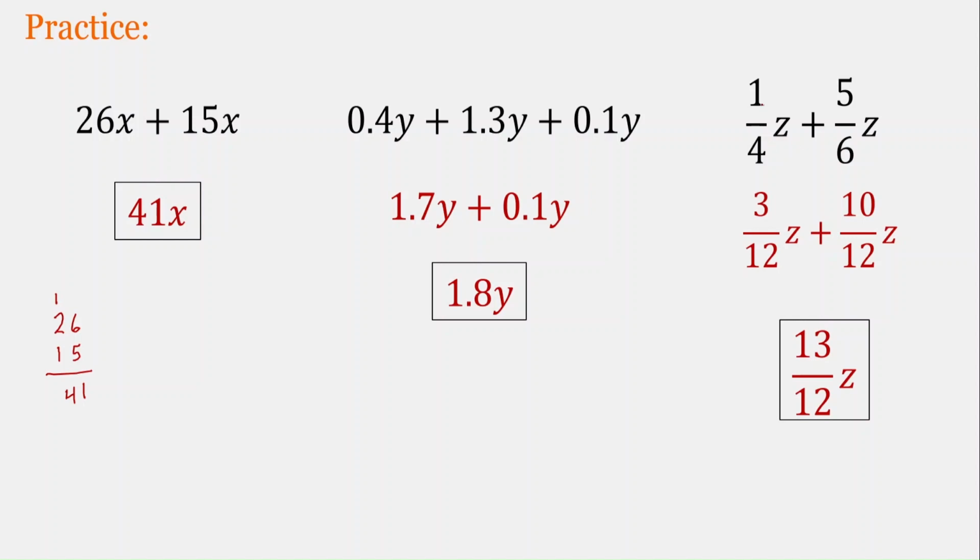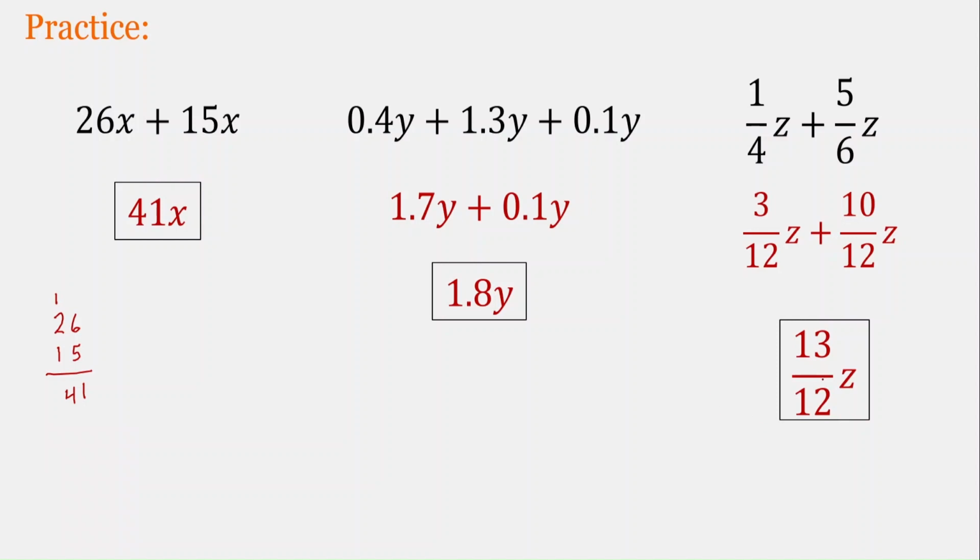Now we have a fraction. We have 1/4 z plus 5/6 z. Again, a fast way to find a common denominator is to simply multiply the two denominators. That's going to give us 24 in this example. But the least common denominator in this case is 12. So 4 goes into 12 3 times. 6 goes into 12 2 times. And the result here is 13/12 z.